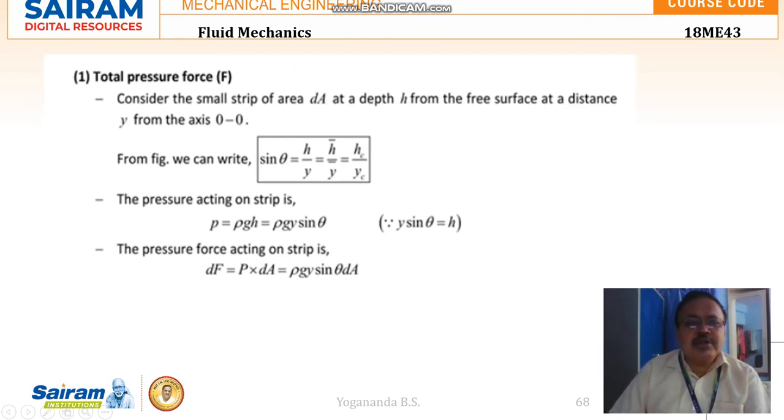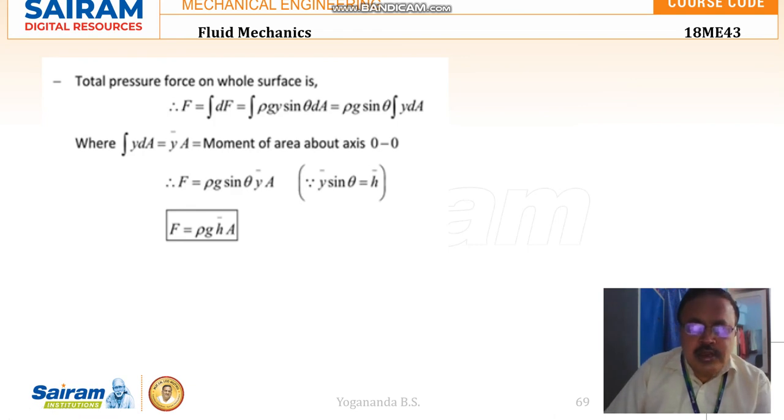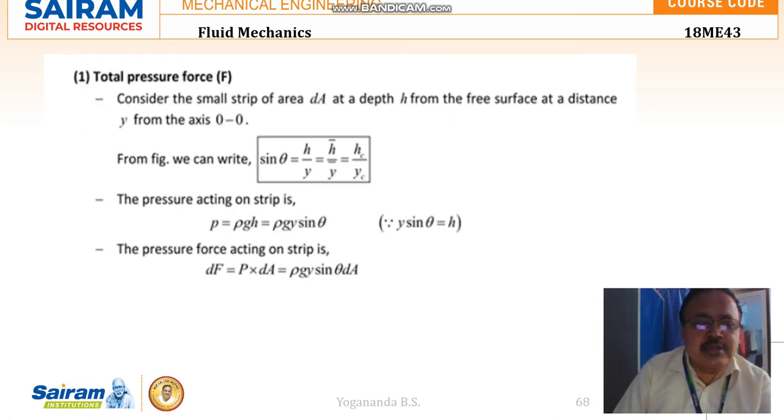The pressure acting on the strip is now p equal to rho g h. That is the hydrostatic law. From this equation, I am considering h as y sin theta, substituting h equal to y sin theta. Now that is the pressure. Now the pressure force acting on the strip, dF, is equal to pressure into area dA, so rho g y sin theta into dA. That is the pressure force acting on one single strip.